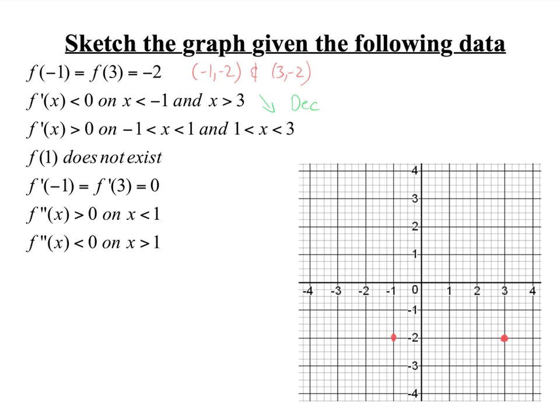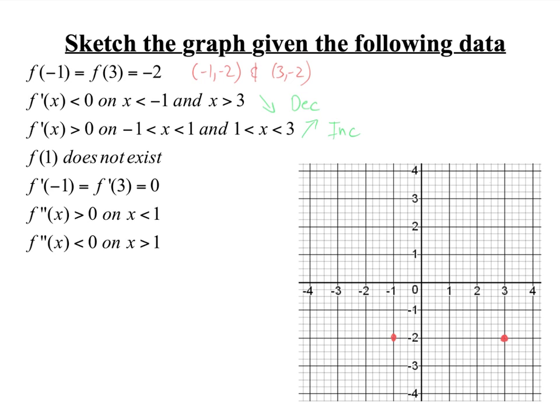Now for the second part, if it's greater than 0, does it mean positive? Which means that slopes are positive, which means that slope's going up, which is called increasing on those intervals. All right, so we're knowing some things. We're interpreting it in better words.